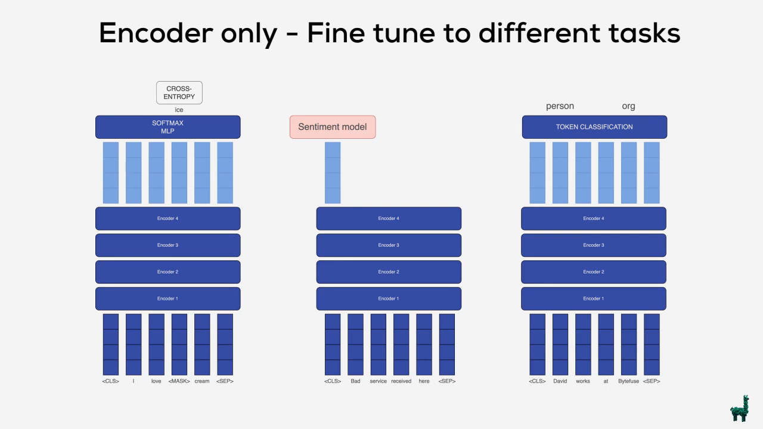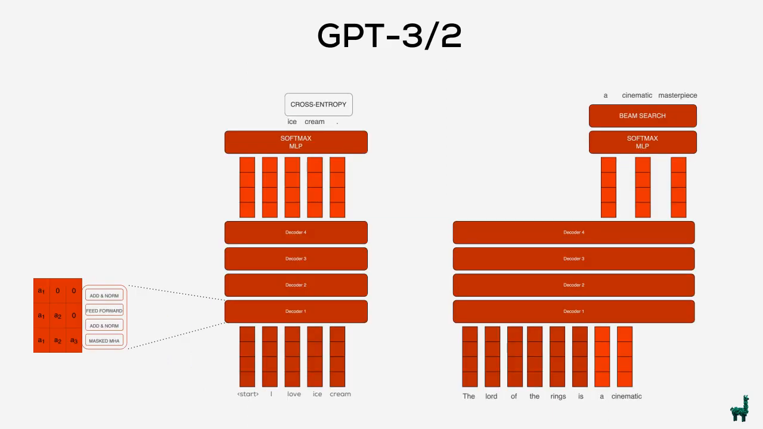So you can, for instance, take in "David works at ByteFuse", and I only realize now David's actually enough. He was our first llama, like I used this when it was gone. But David works at ByteFuse, and it can predict person and organization, given what it's learned in other tasks. You can now go and do cool stuff like this.